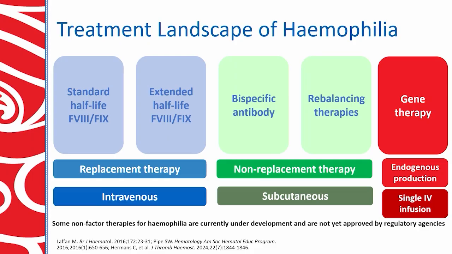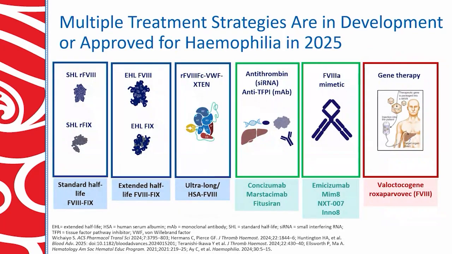I mentioned two groups. Why? Because I think gene therapy is also a sort of replacement therapy, but in this case, patients endogenously produce either factor VIII or factor IX after receiving a single IV infusion. And now coming to the so-called non-replacement therapies, the bispecific antibodies and the rebalancing therapies, which are typically administered subcutaneously. And here you can see the multiple treatment strategies a little bit more in detail.